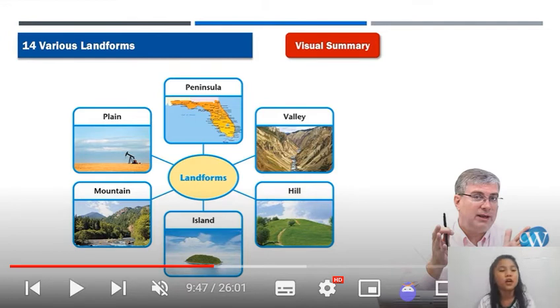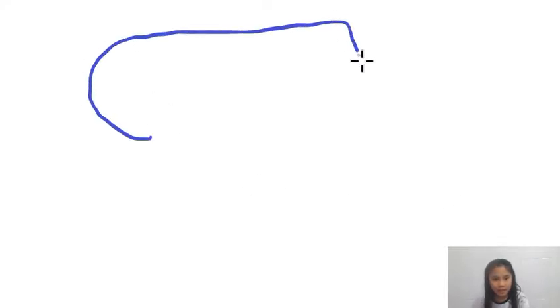Okay, let's look at our chart here. Landforms. Our first word is peninsula. A peninsula is a part of land that is surrounded by water, but not always surrounded on all sides, right? Remember that. Here you look at it. You can see here's a land, right? Maybe this is a part of land.